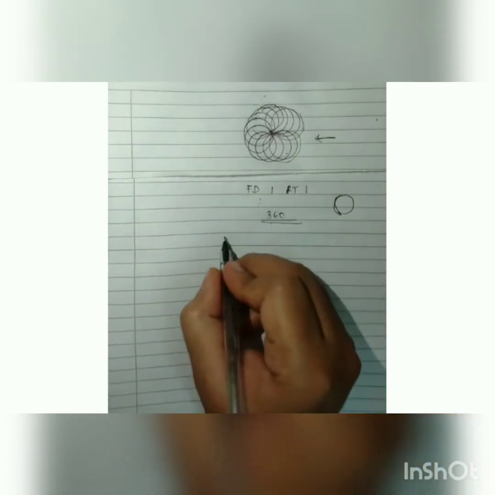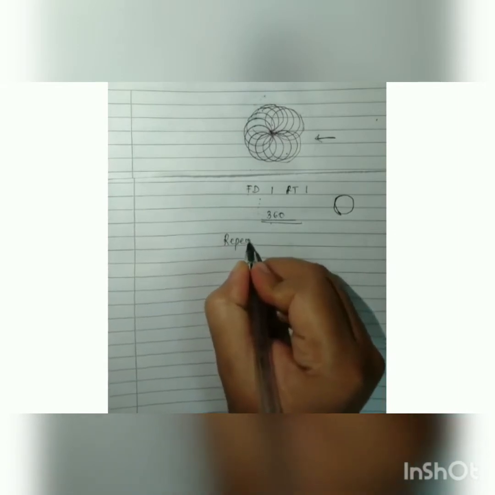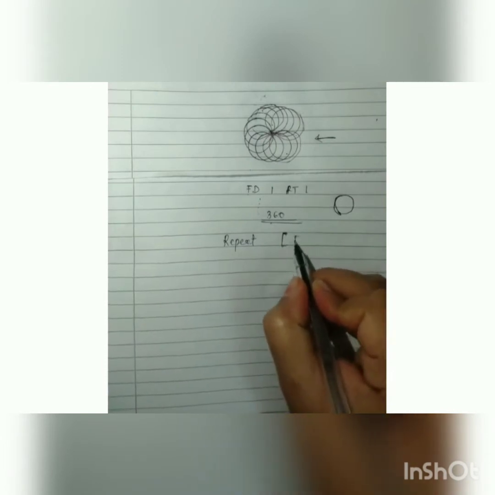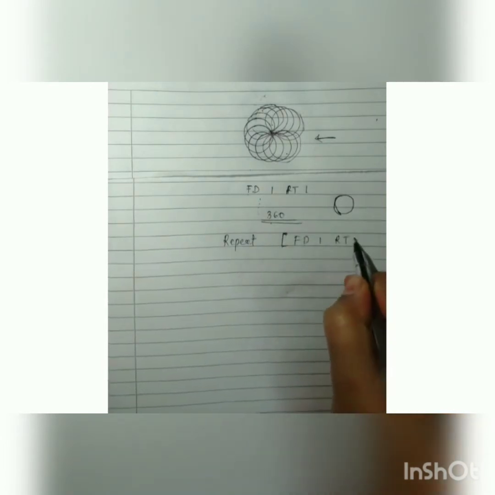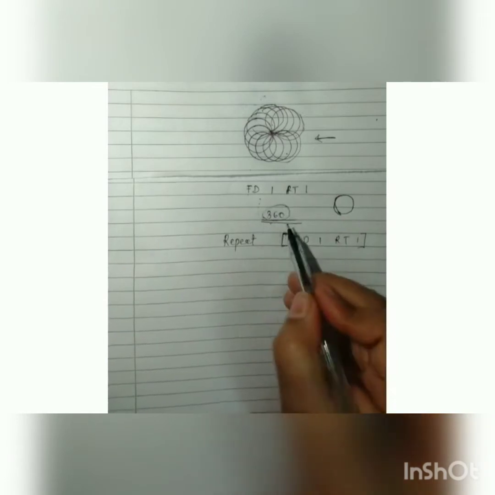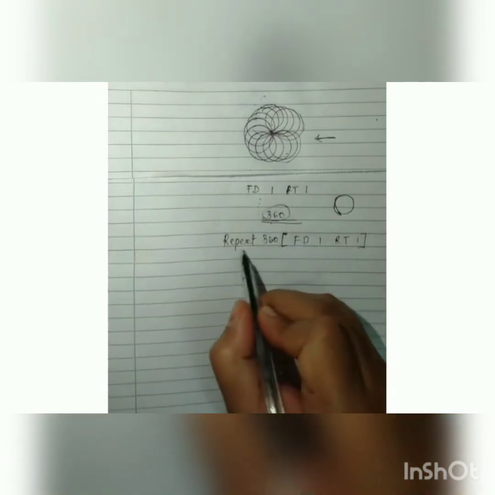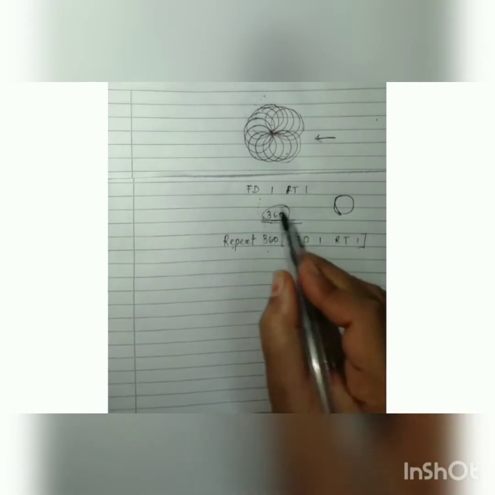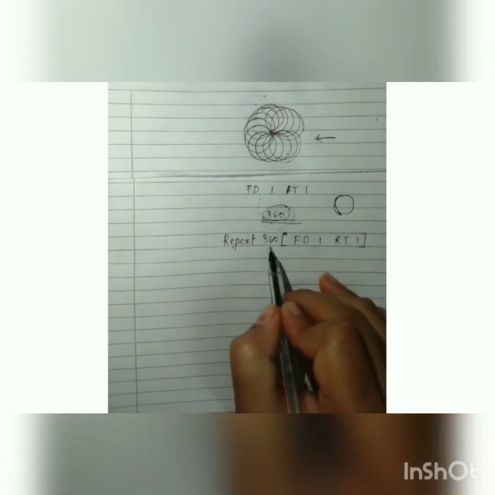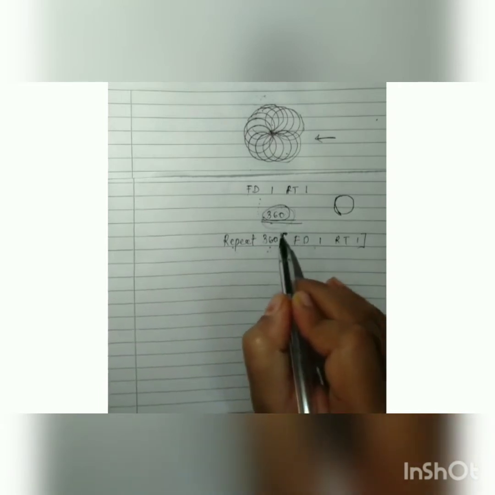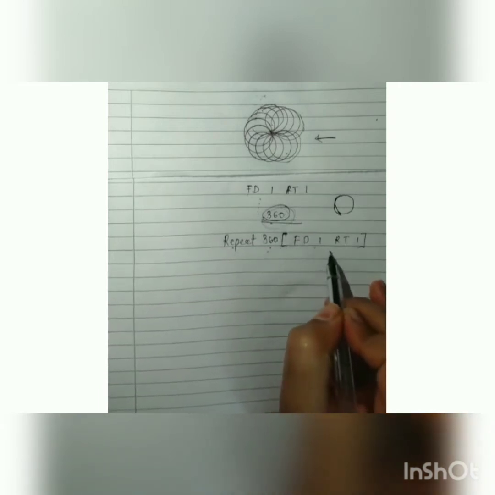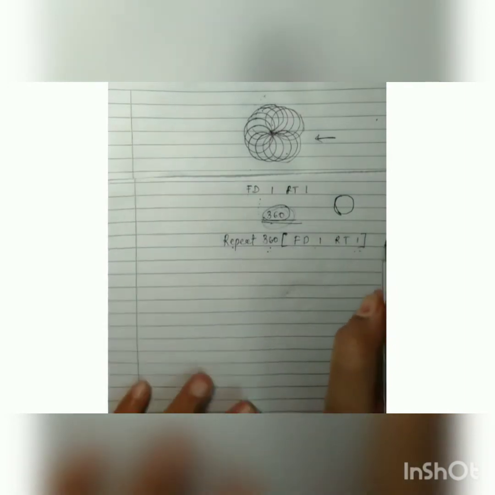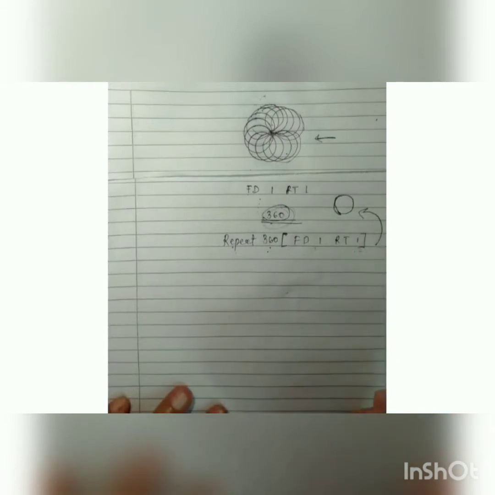We'll give the command to the turtle like this: repeat. Now which command do we have to repeat? In square brackets, FD1 RT1, and 360 times. So the step is like this: repeat 360, because you are giving the command to repeat this step 360 times. So repeat 360 square bracket FD spacebar 1 spacebar RT spacebar 1 and close the bracket. By writing this you will make a circle.